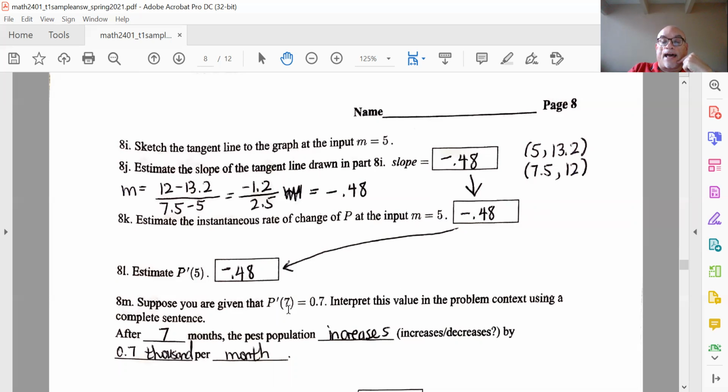That tells us that at exactly 7 months, the pest population is increasing because this is a positive number, and it's increasing by what amount? Well, by this amount, which is 0.7 thousand per month, because we're measuring our elapsed time in months. So our interpretation is like the interpretation of a slope, because instantaneous rates of change, our derivatives, are a type of slope. They're slopes of tangent lines.